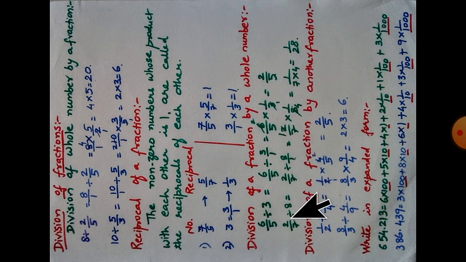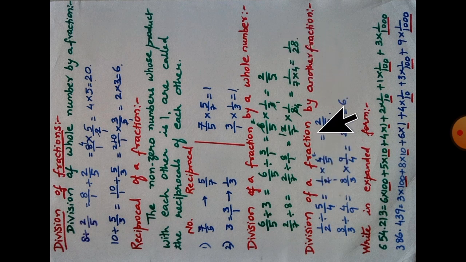Now 2/7 divided by 8 equal to 2/7 divided by 8/1 equal to 2/7 multiplied by 1/8. Divide will become multiply and 8/1 will become 1/8. So equal to 2 1s are 2, 4s are 8. So equal to 1/7 into 4 equal to 1/28.